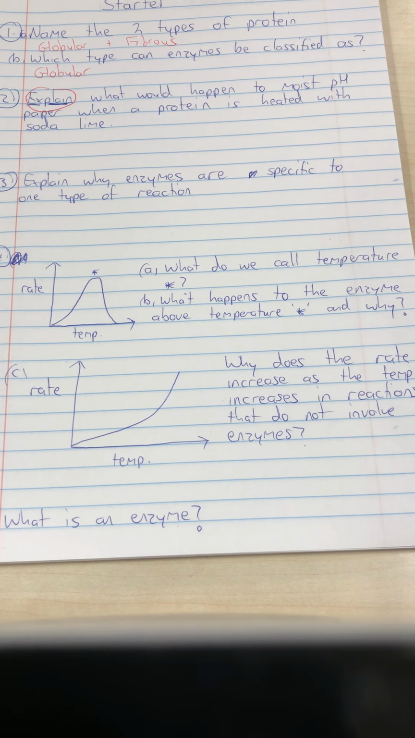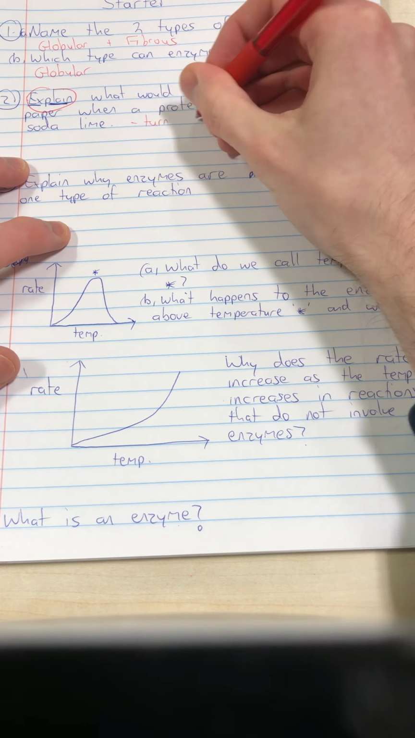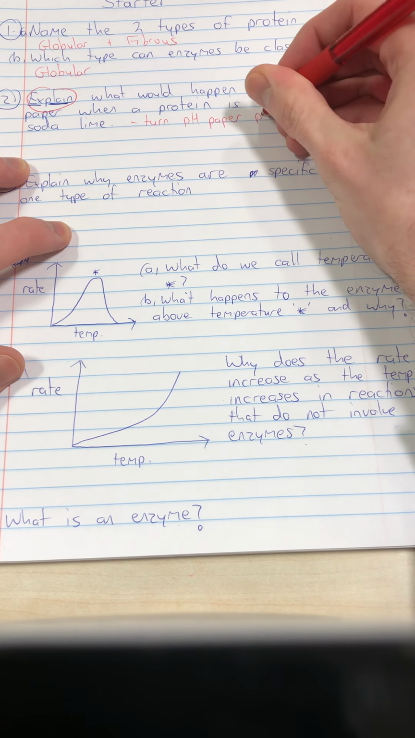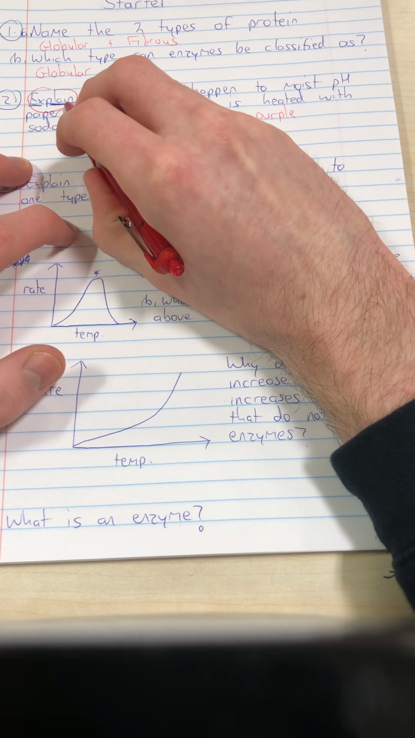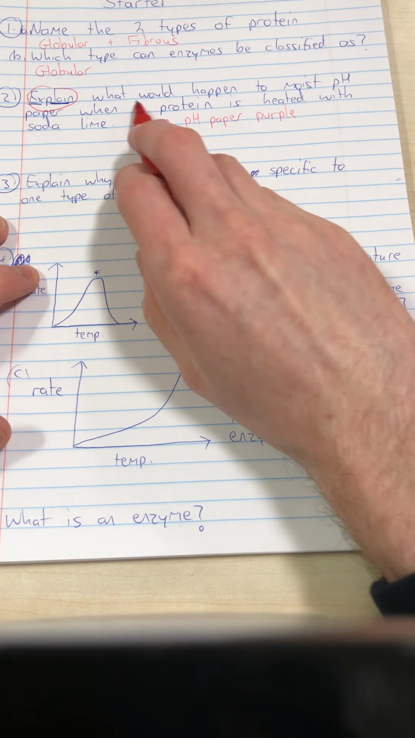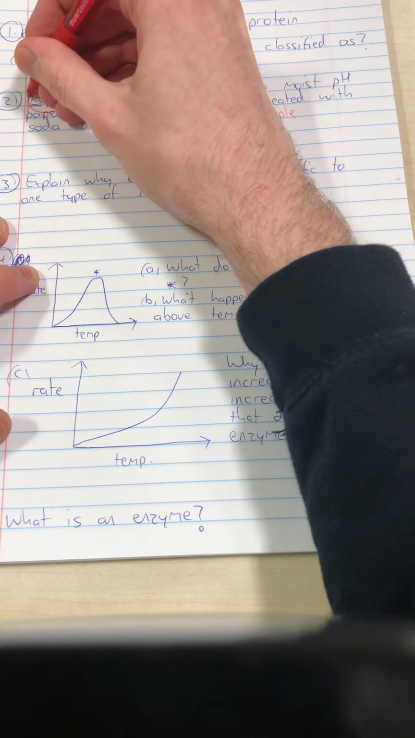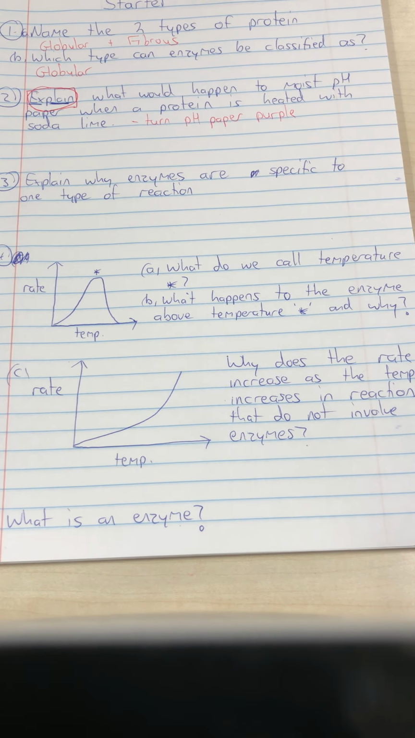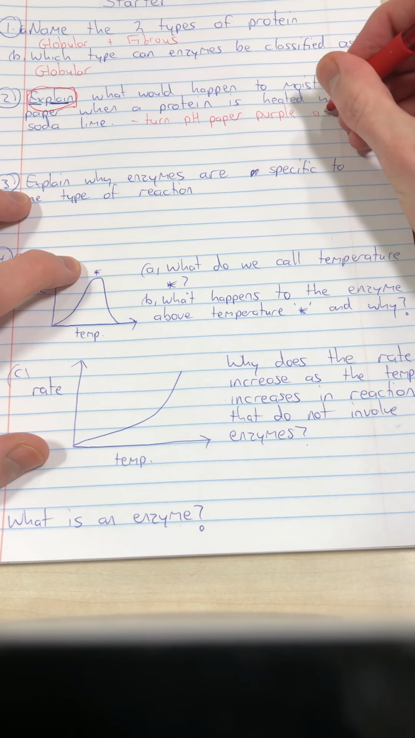Okay, question 2. Now, keyword here, explain what would happen to moist pH paper when a protein is heated with soda lime. Okay, it will turn pH paper purple. Now, the question says explain. It's a keyword, explain. If the question just said state what would happen to moist pH paper, that's a perfect answer. But because it's explain, not only do you have to state it, you need to explain why it's turning pH paper purple.